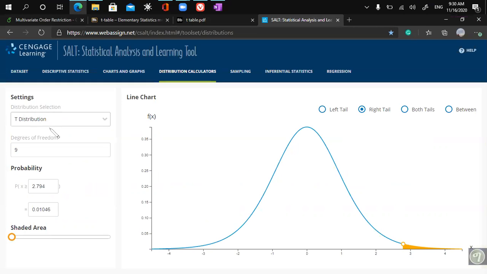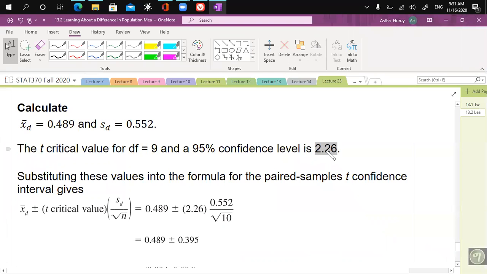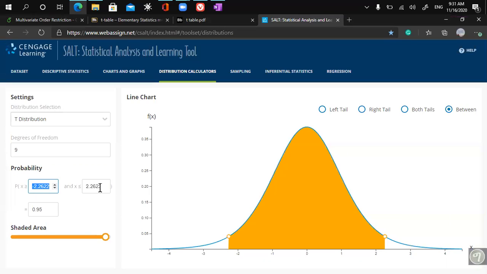Well, let's go back to this one. And here we have degrees of freedom. I don't know this value, but we know this one, which means, okay, I will change this to between. So the between is 95% because that's our confidence level, and that's between this value and this value. As you can see, they are the same in absolute value. Therefore, this is our critical value. And that's what we have here, 2.26, the positive value, of course.